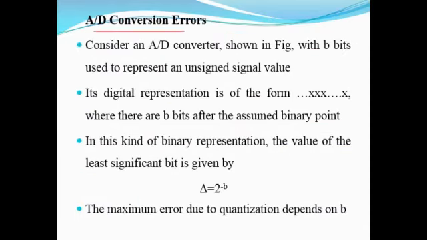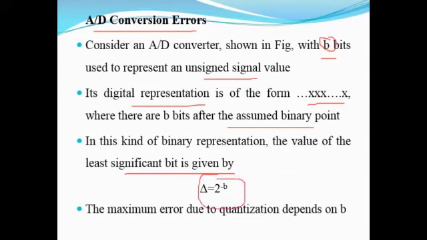We go with A to D conversion. Consider an A to D converter with B bits used to represent an unsigned value. The number of bits is used to represent the unsigned signal value in digital form, as a binary value with ones and zeros. The least significant bit is the delta, which is equal to 2 power minus B, and the maximum error due to quantization depends on this value of B. B represents the number of bits of the A to D converter.